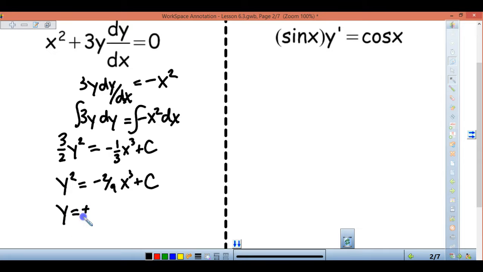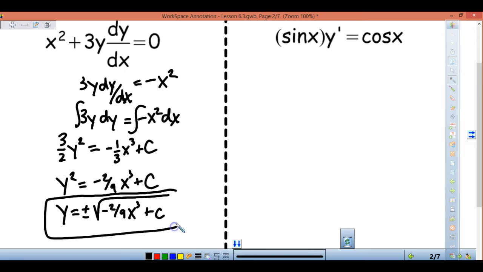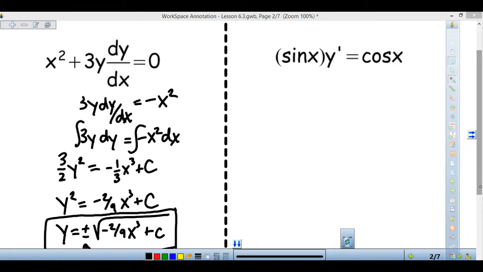So y is going to equal plus or minus the square root of negative 2/9 x cubed plus c. We want to leave the plus or minus in there because if they give us a point to find the particular solution, we'll choose either plus or minus on the radical here. But for now, we do need to leave that as is because it is referring to both until we know any other information.